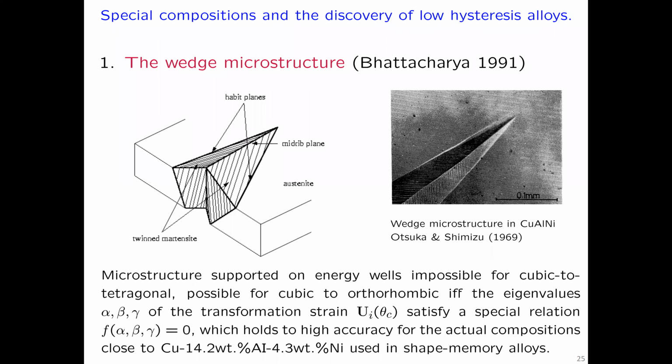I should say that these alloys are mixtures of different elements, here copper, aluminum, and nickel, right? And so you can vary the composition, how much aluminum there is to copper, how much nickel there is. And when you change the composition, it changes the deformation point. So it changes the alpha, beta, and gamma. Okay? So it turns out that the compositions which were used in shape memory alloys exactly allow this kind of microstructure.